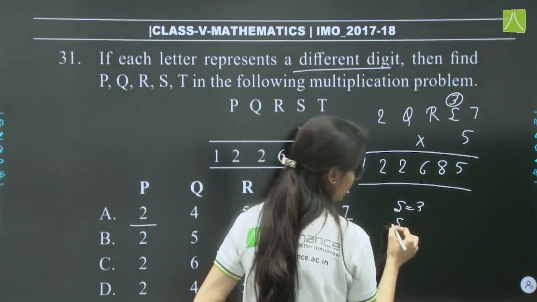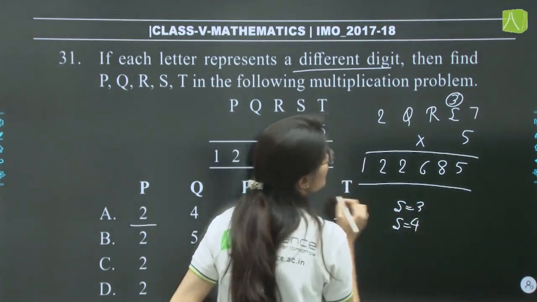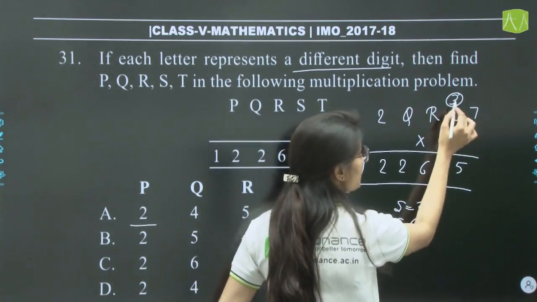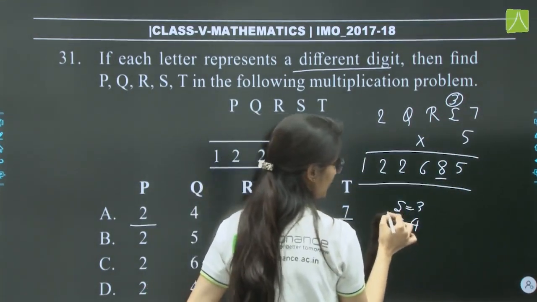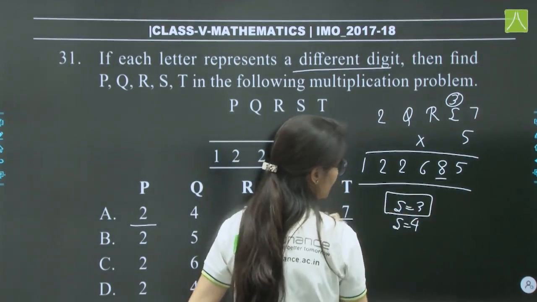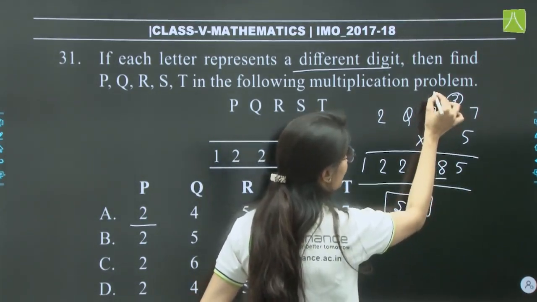If you put the value of S equal to 3, then 5 3s are 15 plus 3, 18. So yes, this is satisfying. So we are going to take the value of S as 3, and there will be 1 carry.